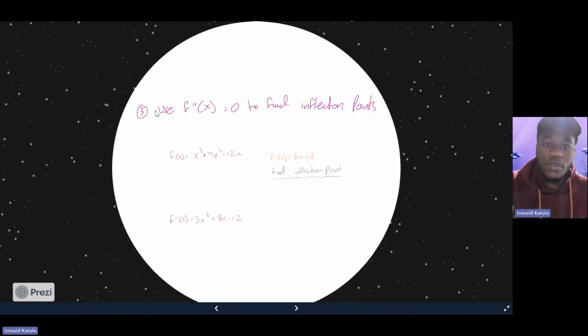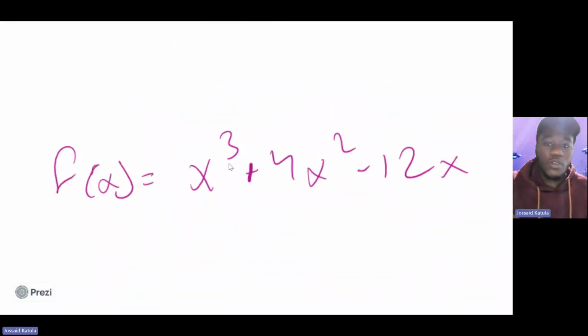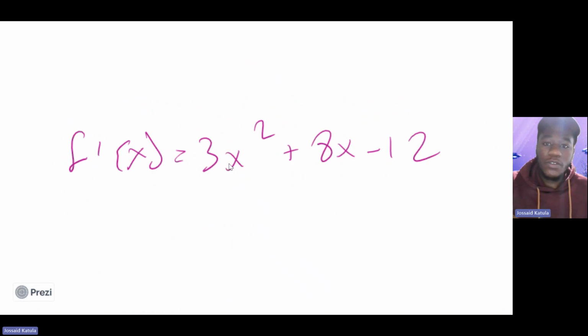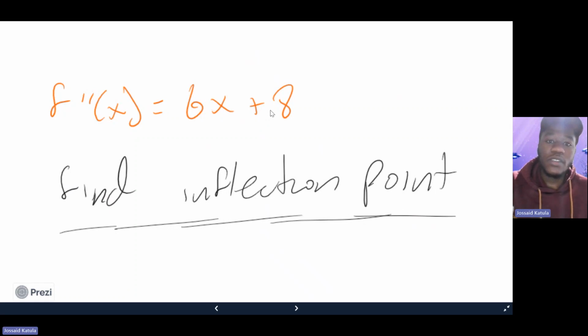So we'll be using the second derivative to find the inflection point. You just have to make it equal to 0. That's it. So this was our original function. This was our first derivative. And this will be our second derivative, which is 6x plus 8.